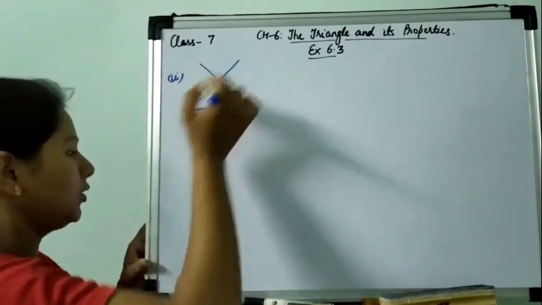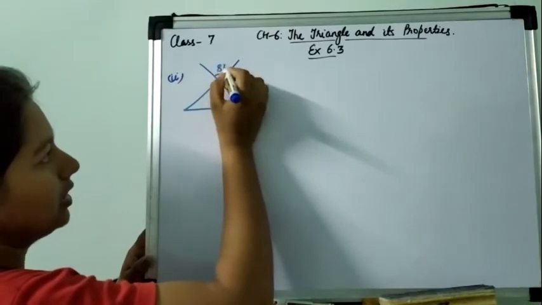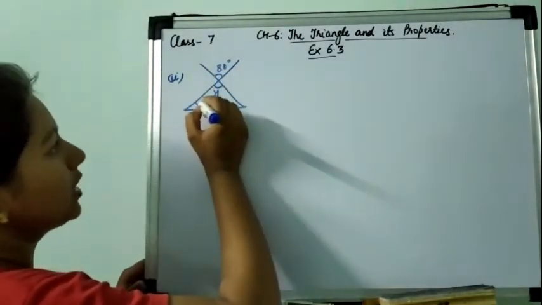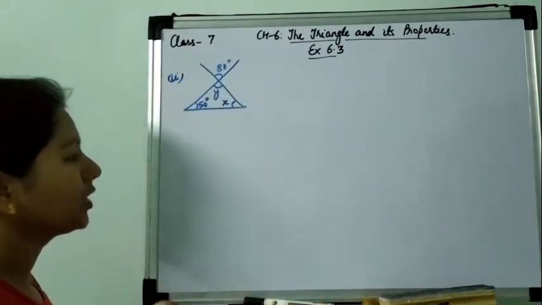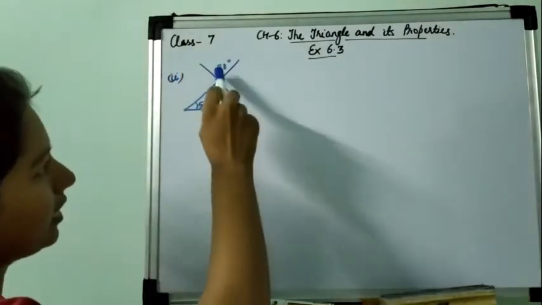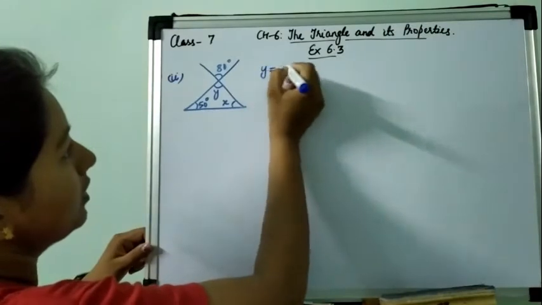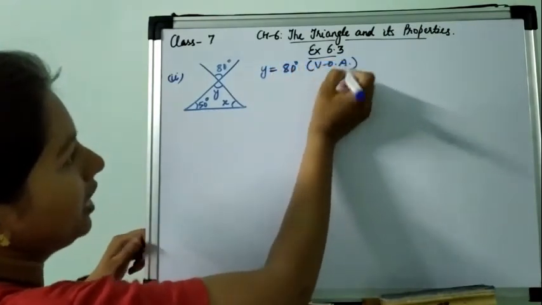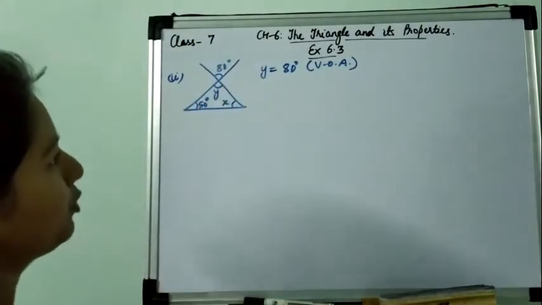Here you can see that two lines are intersecting. This is y and this is 80 degree. So by observation also you can say what can be the value of y. I will tell y just by looking: two lines are intersecting, then y is equal to 80 degree. Reason very simple, vertically opposite angle. Two lines are intersecting, they are forming vertically opposite angles.